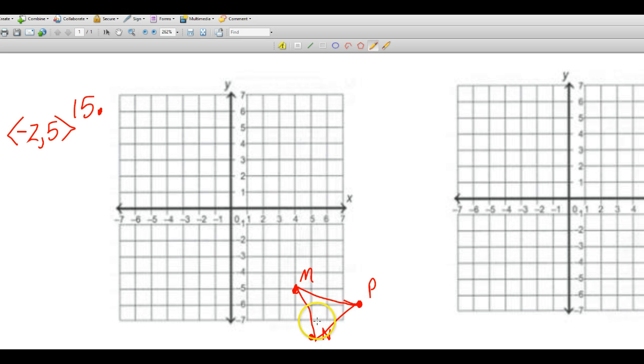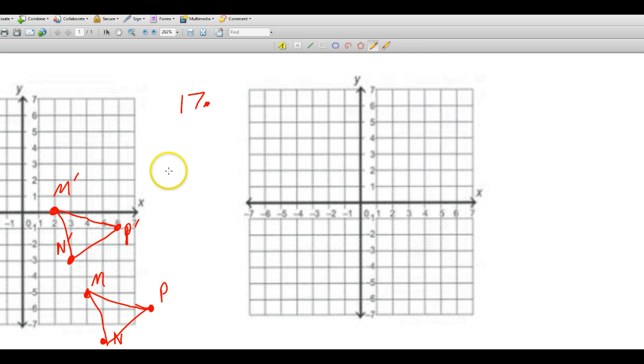And then from each point, from our vector here, we're going to shift to the left 2 and then up 5. And connect your vertices for your image.